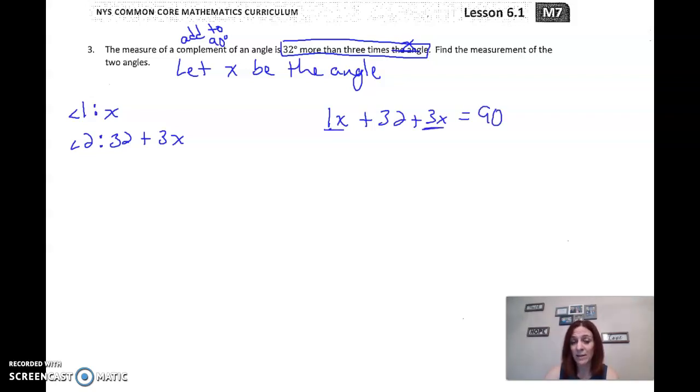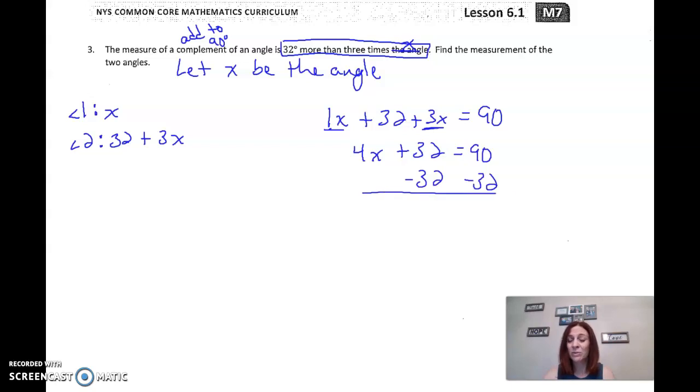If I have 1x's and 3x's, that's 4x. And then we solve this equation. Simplify and solve. We're solving for x. Let's get rid of the 32. It's a positive 32 or plus 32. So we combine that with a negative 32 or minus 32. Bring down my 4x. 32's cancel out. 90 minus 32 or plus the negative 32 is going to be 58. This is 4 times x. We undo that by dividing. Whatever I do to one side, we do the other. 4 divided by 4 is 1x. 58 divided by 4 is 14.5.